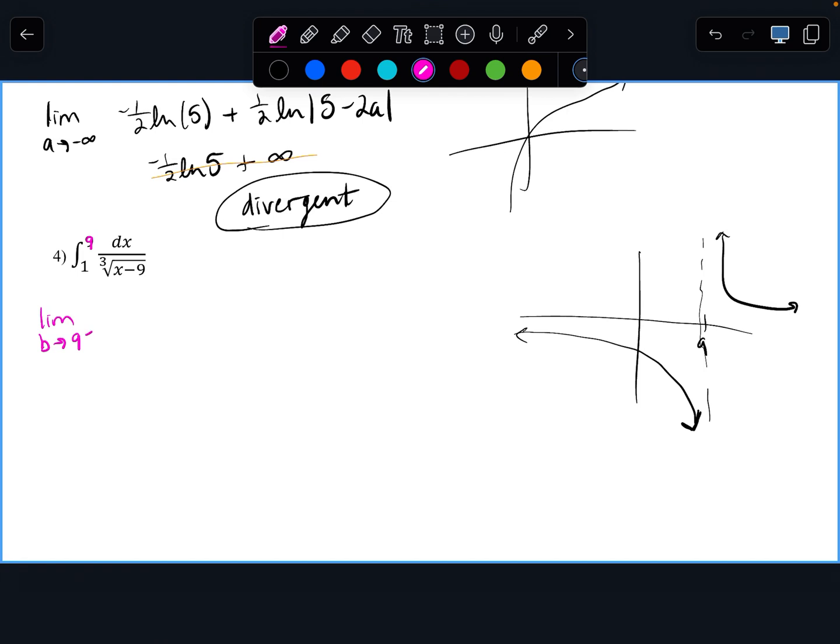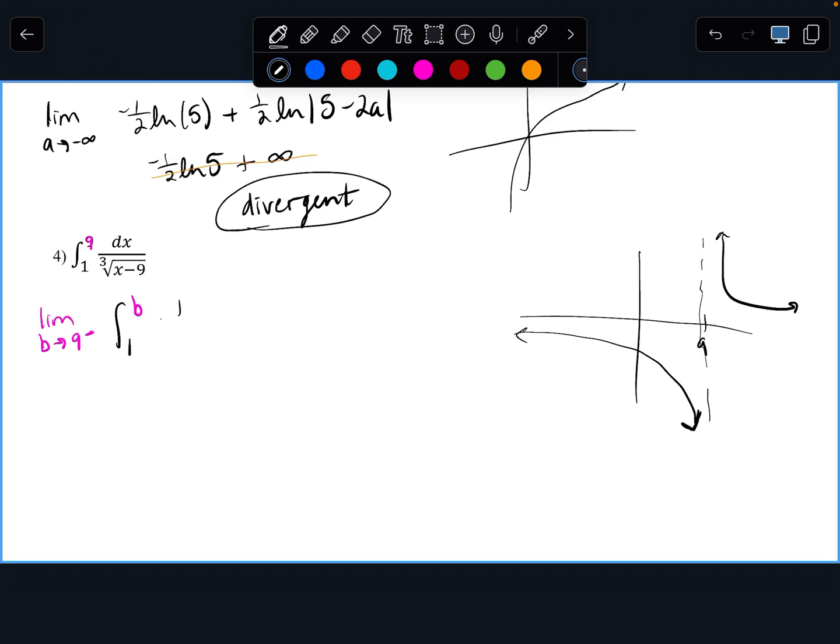So you have to do this. And the reason it's the left is because you're going from 1 to 9. If I was going from 9 to 15 or whatever, I would be approaching from the right side. You know what I'm saying? Since you're coming from the left side of 9, that's why it's got the little negative sign on there. Okay, so you're going to go 1 and then b.